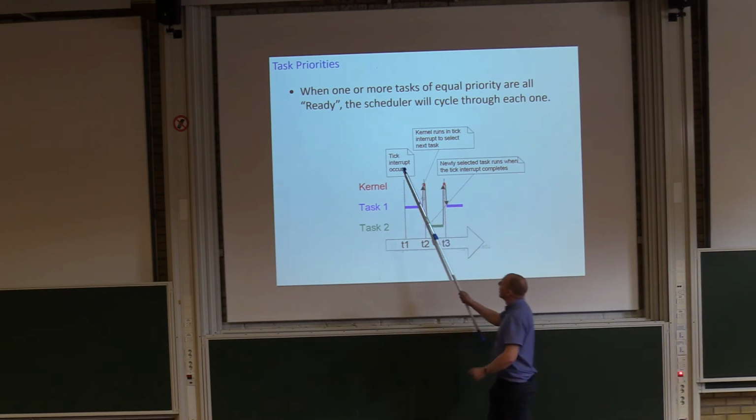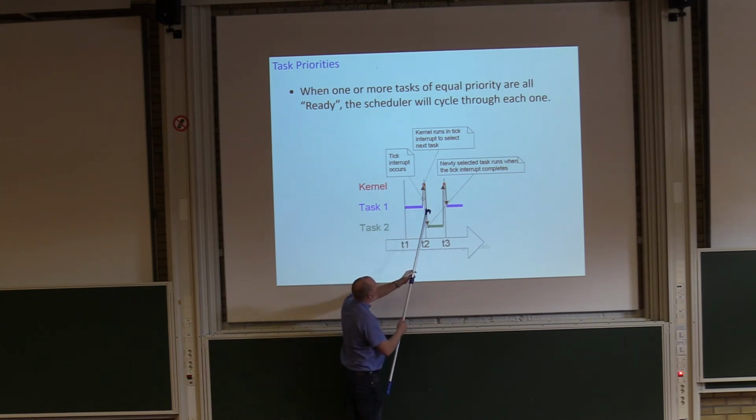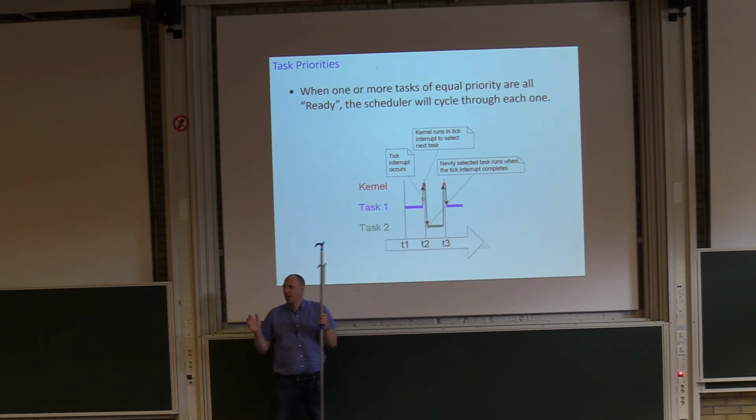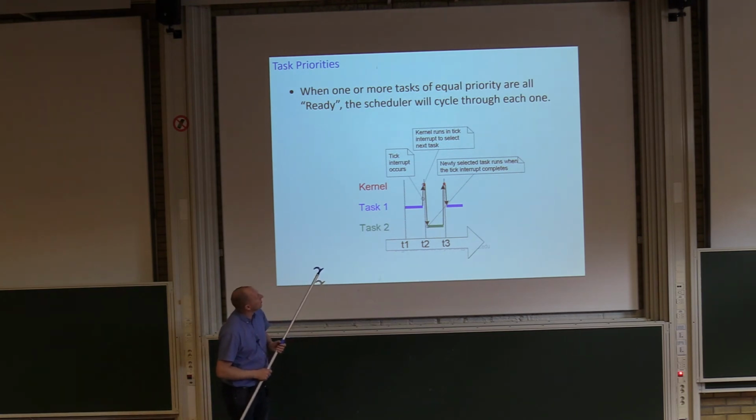So the tick is then this amount of clock cycles that a task is guaranteed to execute before it might be interrupted by the kernel.